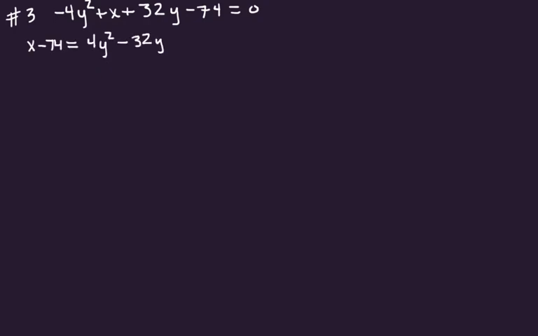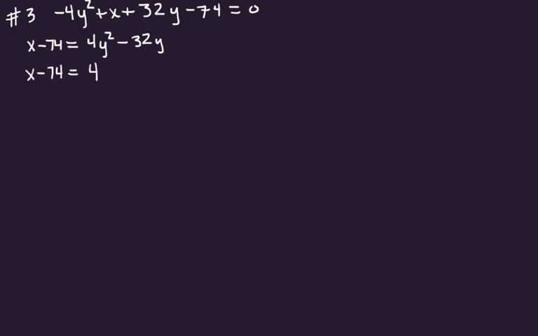Number 3. This one was a lot like number 2. The difference here is that I've got a number in front of my squared term, so I'm going to have to factor something out. So let me go ahead and set that up. I went ahead and moved all of the y part, since the y squared was negative, to the other side over here, so that worked out great.